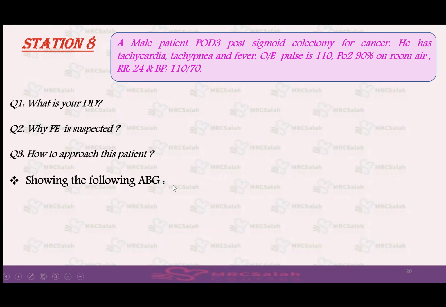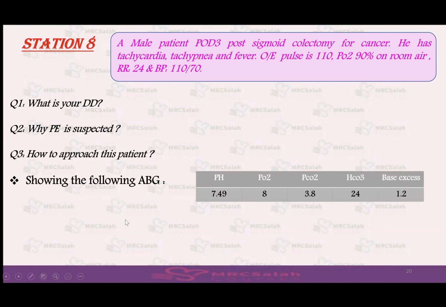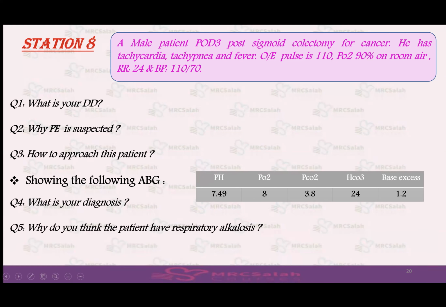Okay, showing the following ABG readings. What is your diagnosis, Dr. Nurhan? It's respiratory alkalosis. Sorry? Respiratory alkalosis. You are asking me? I don't know. I'm speaking. Respiratory alkalosis. Yes, like this. Be confident. That will give a very nice impression about you. Why do you think this patient is having this respiratory alkalosis, Dr. Abdurrahman? Because of hyperventilation to wash out the excess carbon dioxide.